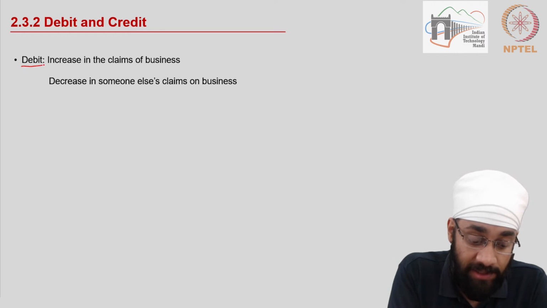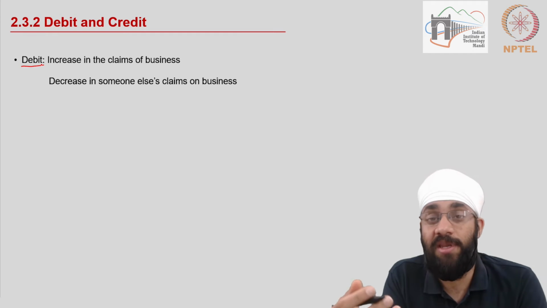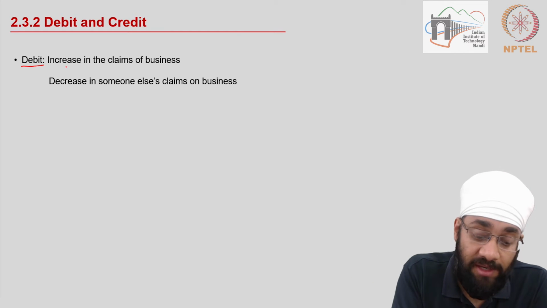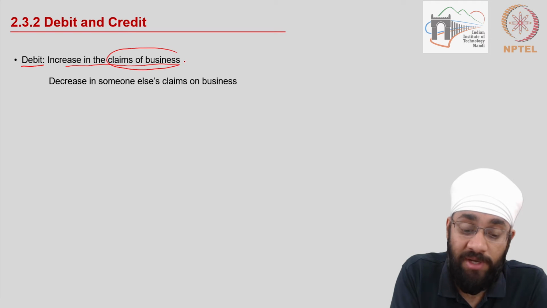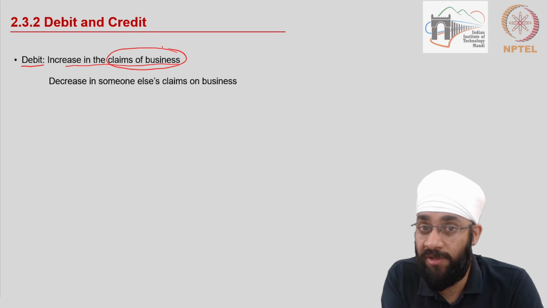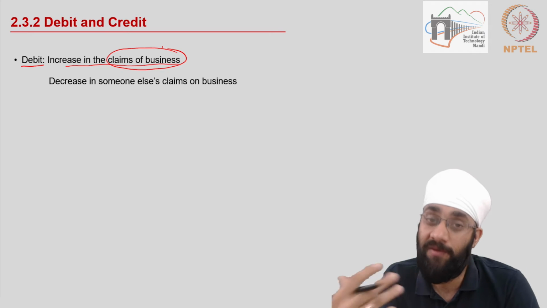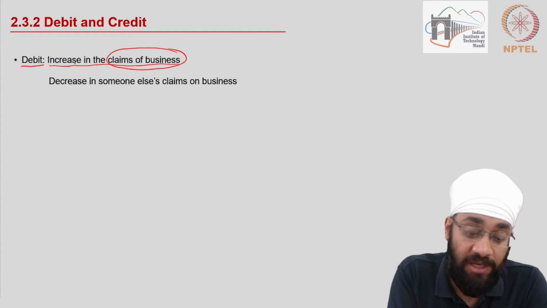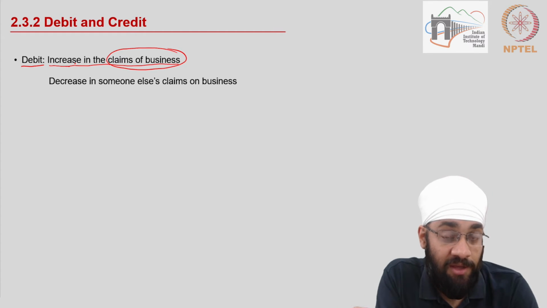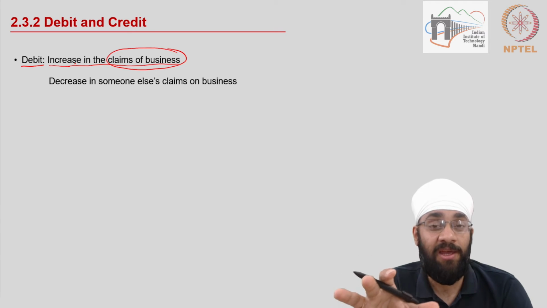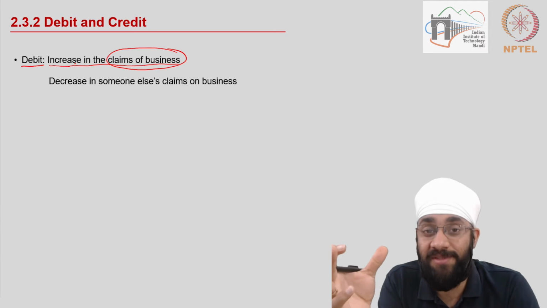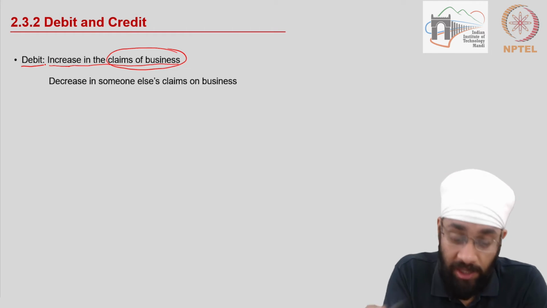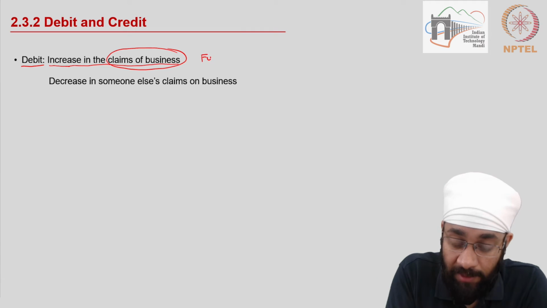The word debit is used to indicate increase in the claims of the business. And you know what is claim of the business? Right of the business over a resource. The business typically buys this by paying for it now, or by paying for it in future. So whenever there is an increase in claim, rather than saying, hey, claims are increasing, we say, hey, debit in the claims.